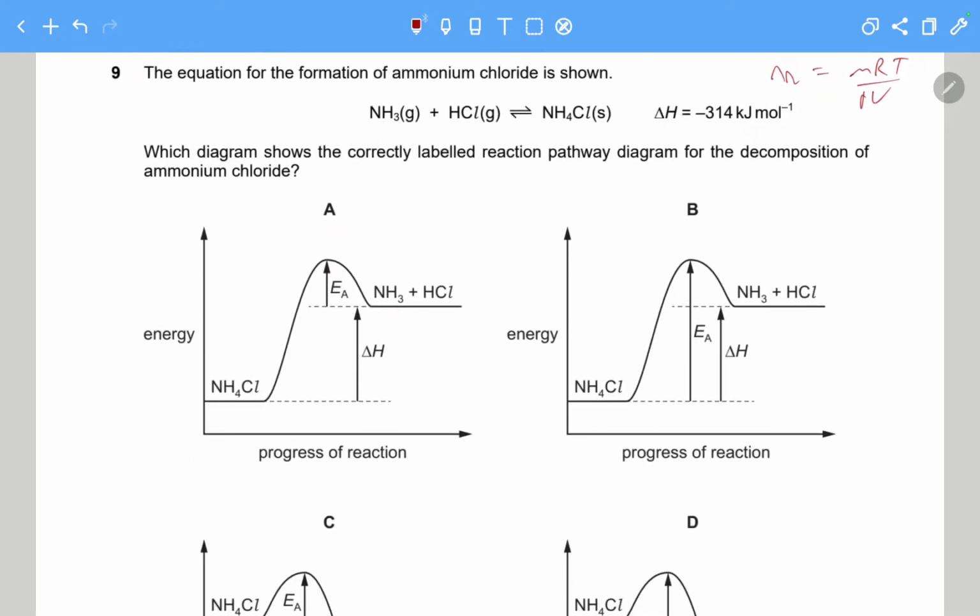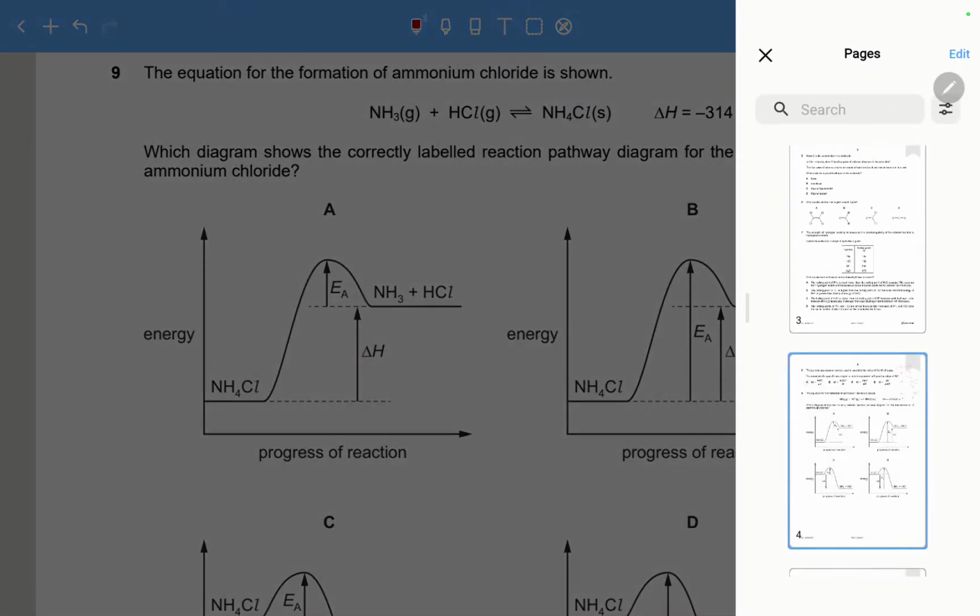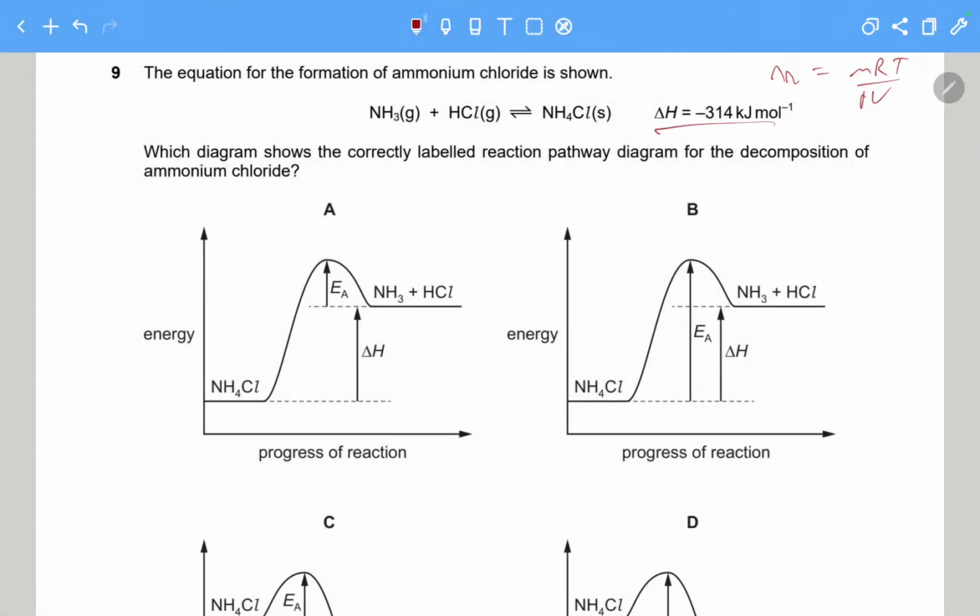Just rearranging the equation. The equation for the formation of ammonium chloride is shown. NH3 plus HCl gives NH4Cl, and they've said that it's an exothermic reaction. So let's underline that. Which diagram shows the correctly labeled reaction pathway diagram for the decomposition of ammonium chloride? So decomposition of ammonium chloride is the reverse of this reaction. So we are going this way in the question, and therefore it has to be endothermic. Because the forward direction is exothermic, the back direction will be endothermic.